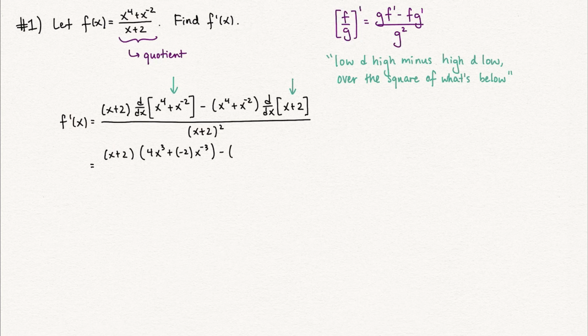Then minus x to the fourth plus x to the negative 2, and then the derivative of x is 1, and then the derivative of 2 is 0. And then all of this is still over x plus 2 squared. Okay, so at this point, we've evaluated all the derivatives that we need to figure out our derivative for f.